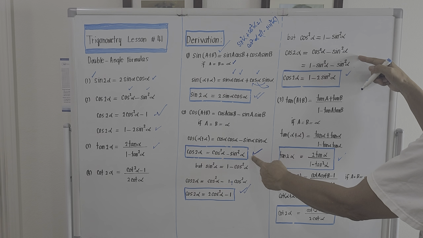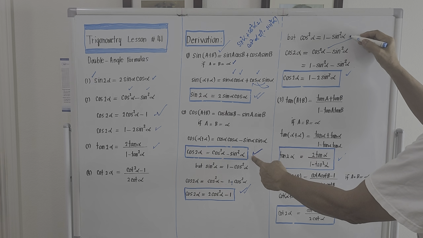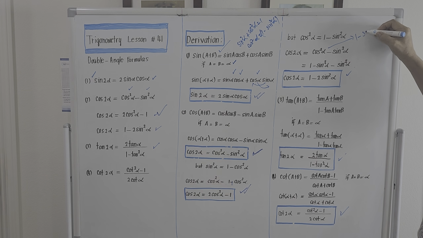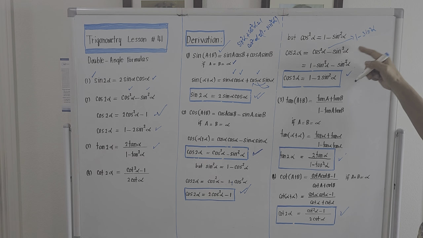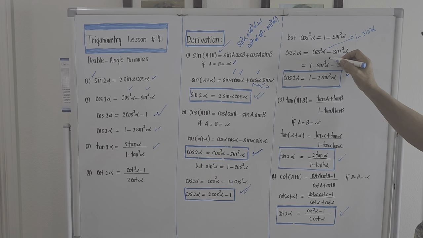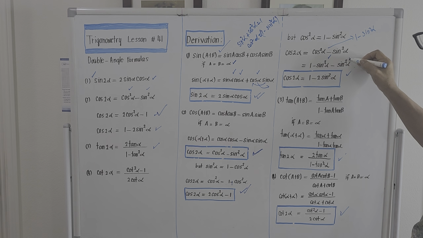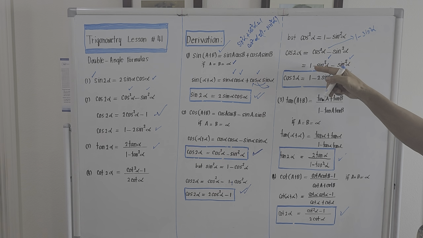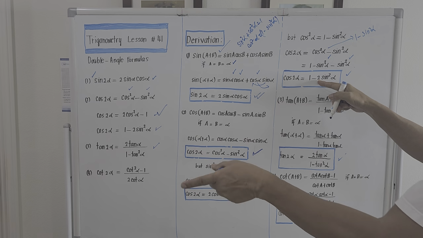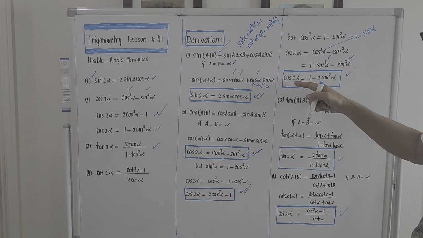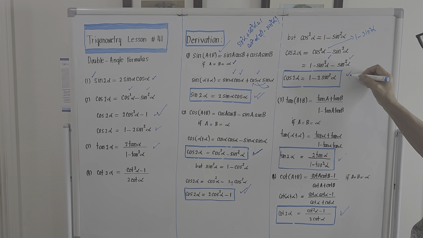We replace this one by 1 minus sine square of alpha. So it will become 1 minus sine square of alpha minus sine square of alpha. This is sine square of alpha, this is sine square of alpha. This is negative and negative, so that will now be negative 2. So the third equivalent of cosine of twice alpha is actually 1 minus 2 sine square of alpha.